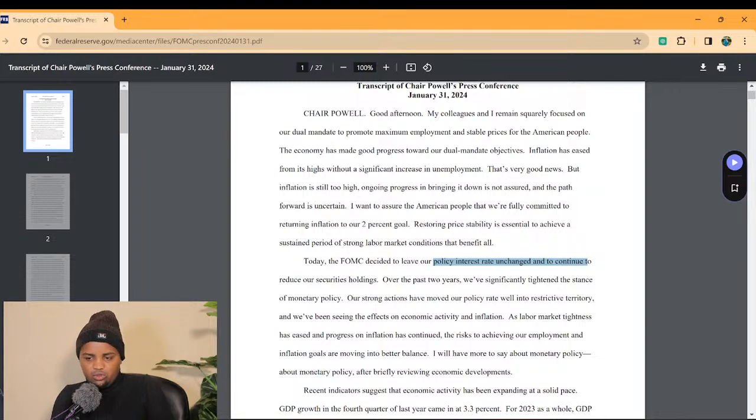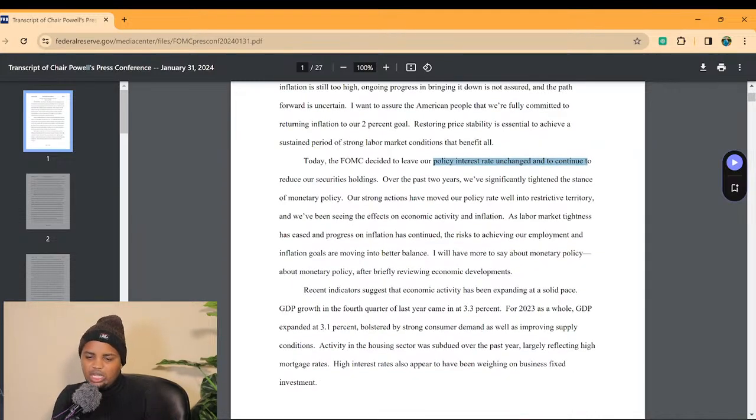Normally you can go through this to get some information in a very brief form, and this is quite interesting. Recent indicators suggest that economic activity has been expanding at a solid pace. GDP growth in the 4th quarter of last year came in at 3.3%. For 2023 as well, GDP expanded at 3.1%, boosted by strong consumer demand as well as improving supply conditions.